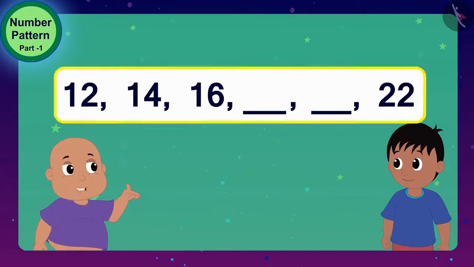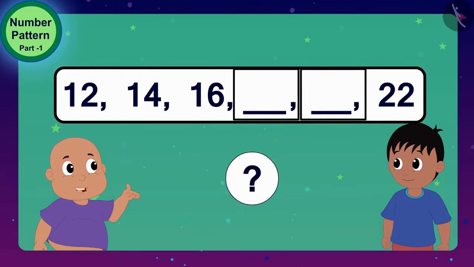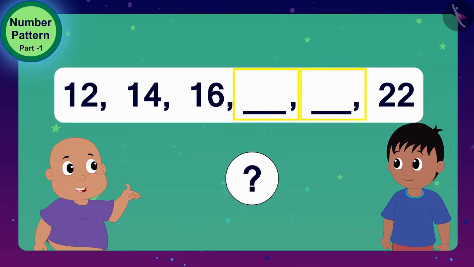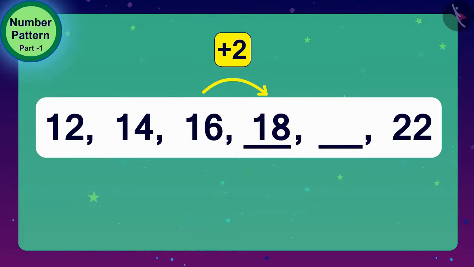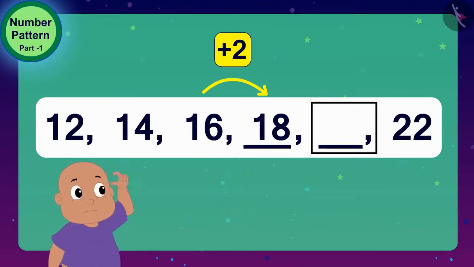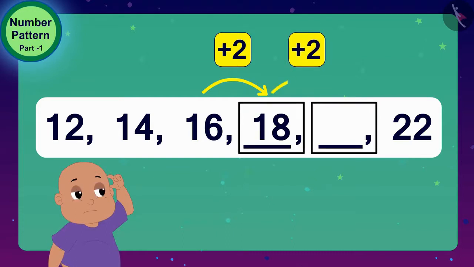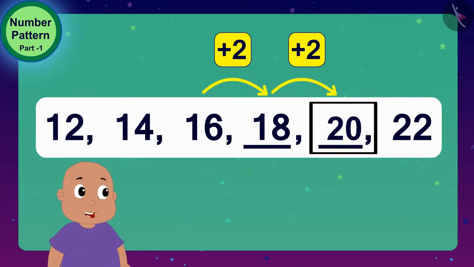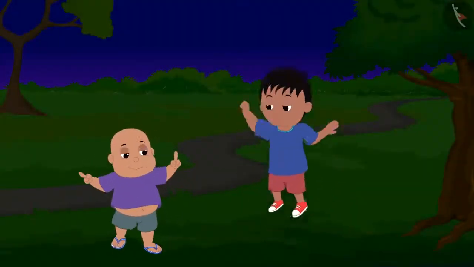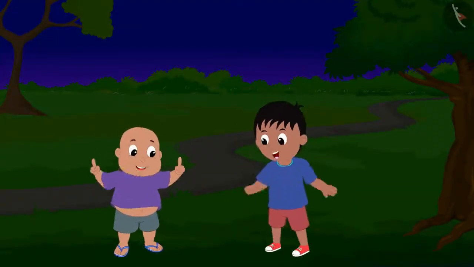So, what do we have to do to get the next number in this number pattern? We have to add 2 to 16. Then, 2 added to 16 is 18. Bablu, now can you tell what will be the next number? Add 2 to 18 and you get 20. Raju, we have solved the first riddle. Both Raju and Bablu started dancing.